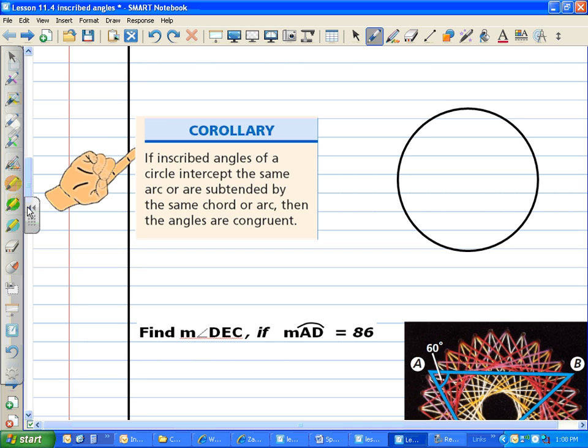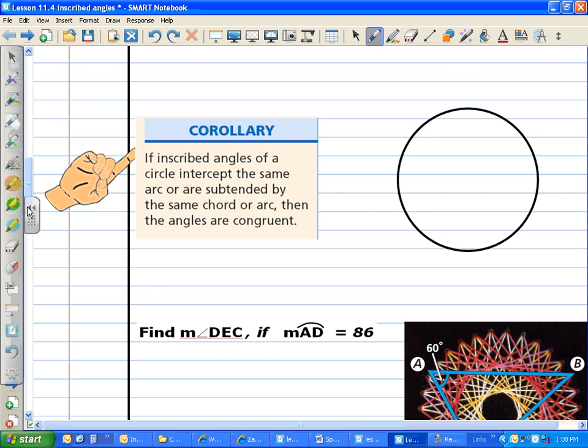Alright, I love this one. This was actually pretty neat. So here's a corollary. This goes way back, I think chapters 2 or 3, when we were talking about corollaries. Basically, it's kind of like a theorem. It's just telling you something that's always true. It says, if inscribed angles of a circle intercept the same arc, or are subtended by the same chord or arc, then the angles are congruent. Wow, that's kind of tricky, all those words.